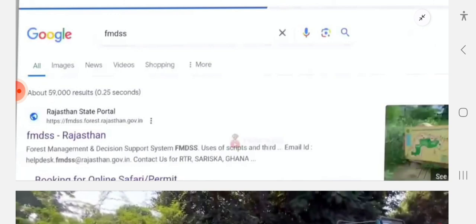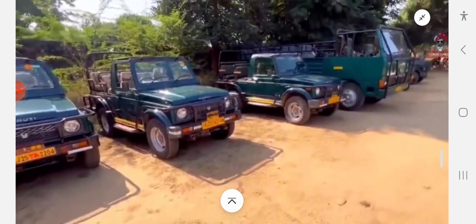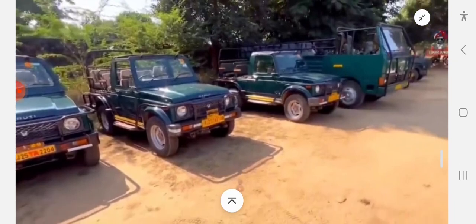Okay. So as I told you, when you go to the national park, you can go either through jeep or through canter. If you want to go through jeep, you have to book earlier, and for canter the tickets are available at a later date as well.